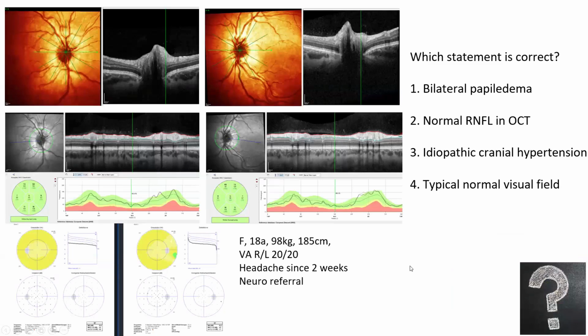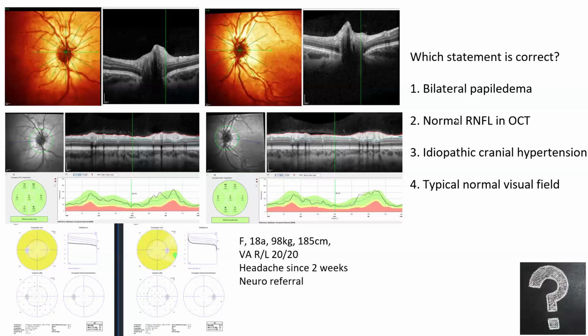So to close my talk, I have a last question for you. I am demonstrating a very young patient, an 18-year-old girl, 98 kilograms, rather 185 centimeters in height, with full vision and headache for 2 weeks, who was referred to a neurologist for a checkup to rule out papilledema. Unfortunately, the discs were rather swollen, and I have a question for you now. This is bilateral papilledema.